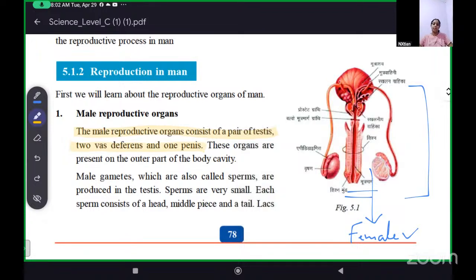See, also, when sperms are released into a female, there are millions of them, lakhs of them are released, but only one of them goes and fuses with the egg. Out of all those, only one fuses, and what about the rest? The rest are destroyed inside the female's body. Only one sperm fuses with the egg, then the zygote forms, and then it develops into a baby.